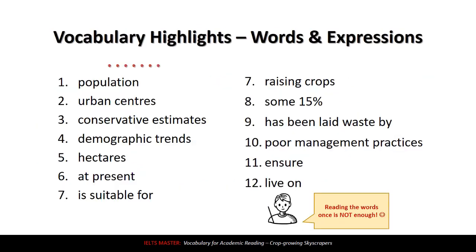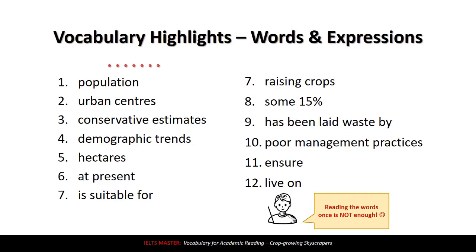Next, just to review, we have population, urban centers, conservative estimates, demographic trends, hectares, at present, is suitable for, raising crops, some 15%, has been laid waste by, poor management practices, ensure, and live on. Reading the words once, listening to the words once is not enough. You need to practice, you need to review. That's why we're going over them again.